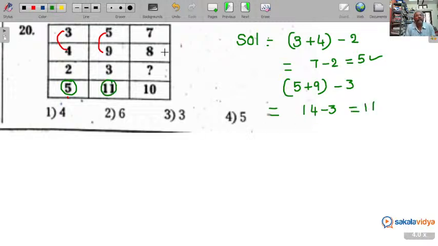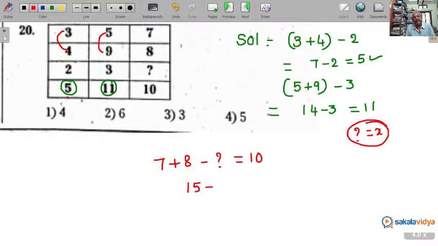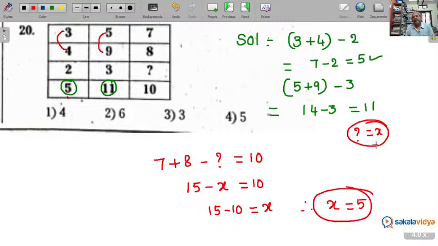Right, 11. So in the similar pattern, what shall we write here? 7 plus 8 minus question mark is equal to 10. Let us say question mark is x. Right, no problem. 15 minus x is equal to 10. Now transposing negative x this side, 10 this side, 15 minus 10 is equal to x. So x equals 15 minus 10, which is 5. So question mark equals 5. So our answer is the fourth one.